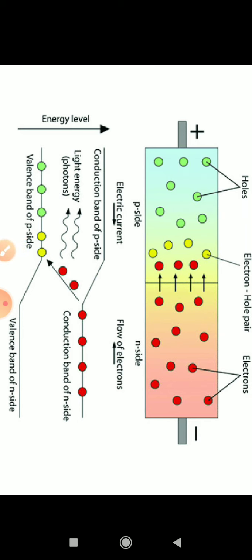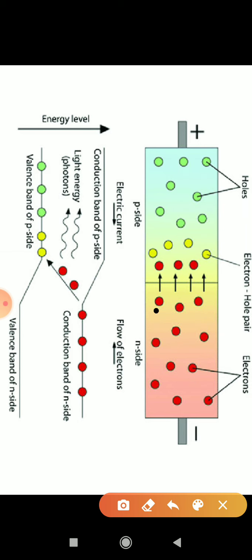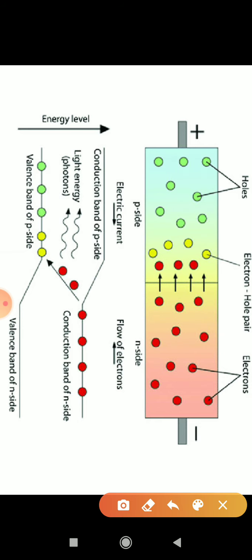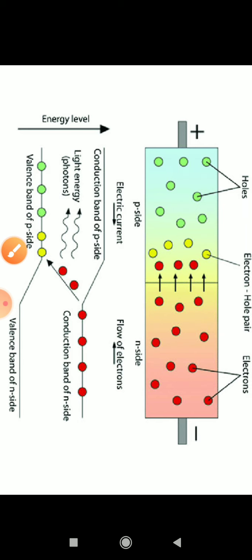But during this transition, when these electrons combine with holes, actually they are falling from their conduction band in which they are present and entering into the holes which are present in valence band. During this transition, when they are jumping from one level to other level, energy is released because they are dropping from high level to low level. That energy is released in the form of photons. So this is the principle of light emitting diode.